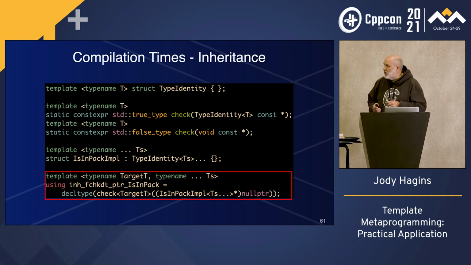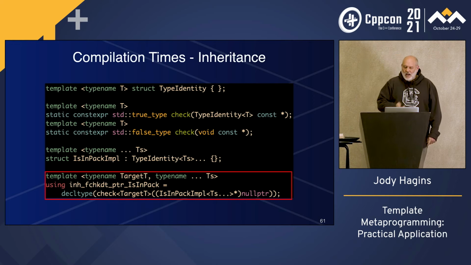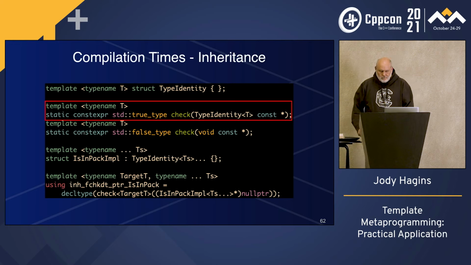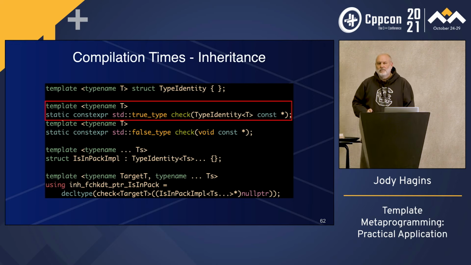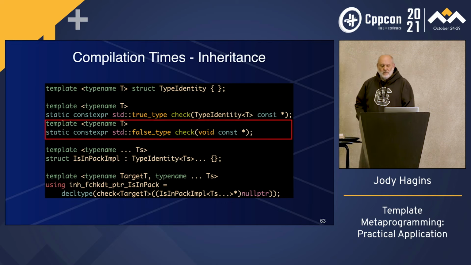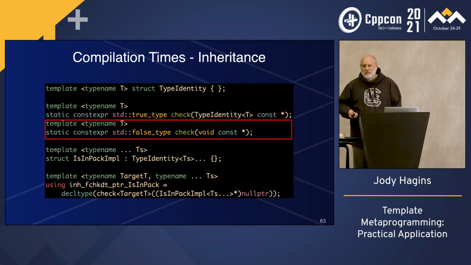So I can inherit from each one of those. And then down here, when I do my check, I take the implementation, and I grab a pointer to it. And I call check. And if it can be converted to type identity of T, which means that it inherits from it, then that function is the one that would have gotten called. And so that will be true. However, if it can't be converted to that, then it means we don't inherit from type identity of this, and so it will be false.